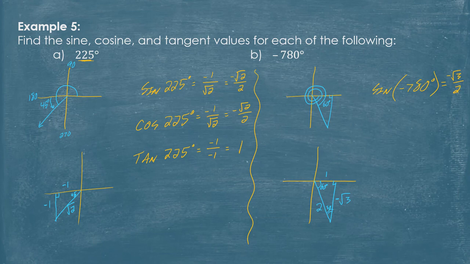Radical is in the top, so I don't have to do any rationalizing. Next one, cosine of -780. That's going to give me, it looks like an x over r is 1 over 2. And then the last part, tangent of -780, would be that y value negative square root of 3 over a 1, which I could technically just say is negative square root of 3.